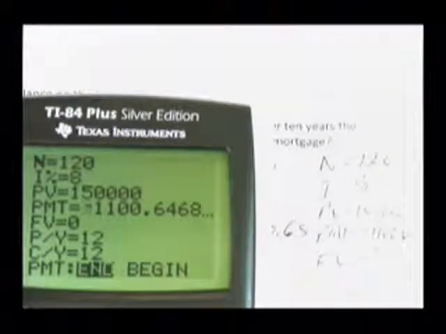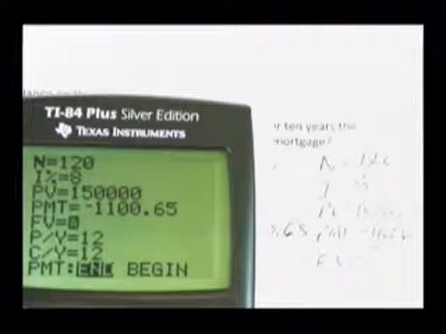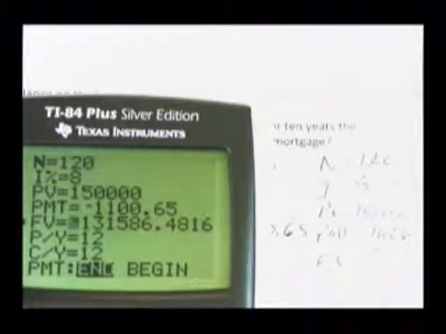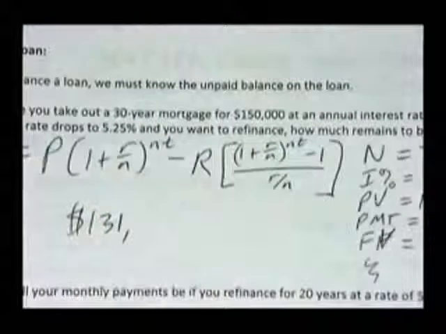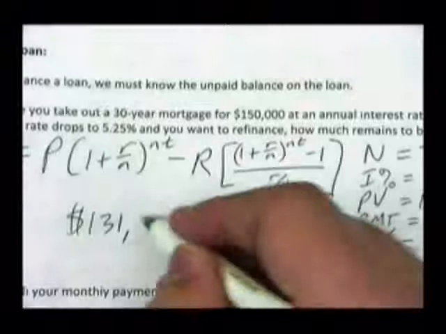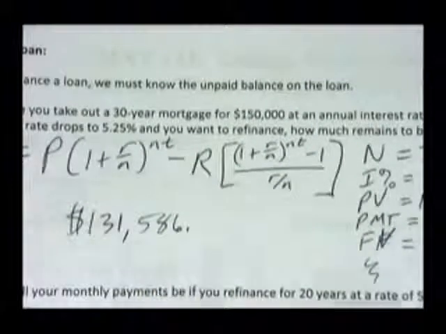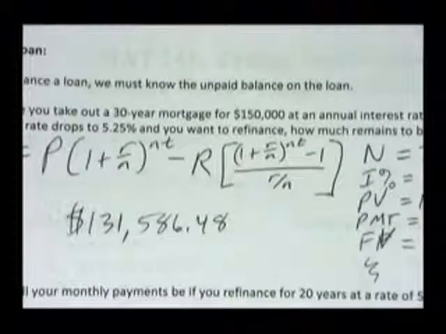Okay. I'm just going to go ahead and round this off. And then I'm going to figure out my future value. So I'm going to hit solve and enter. And it tells me that I've got $131,586.48. Okay.